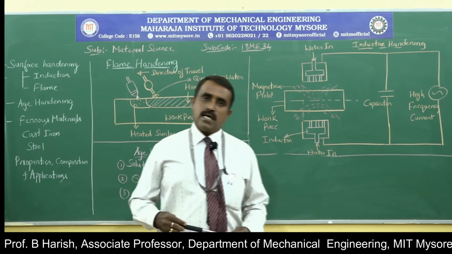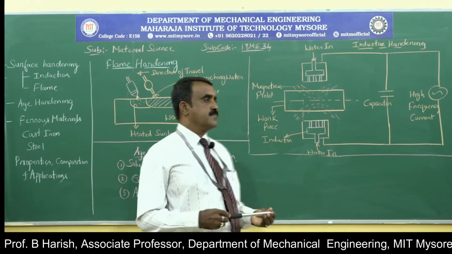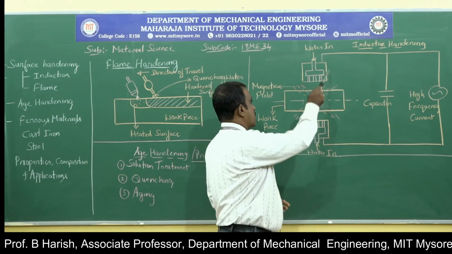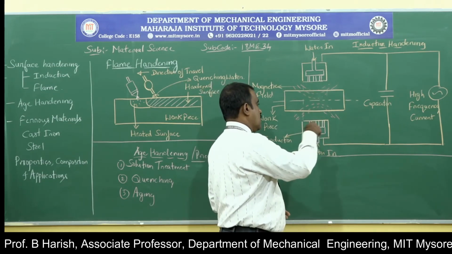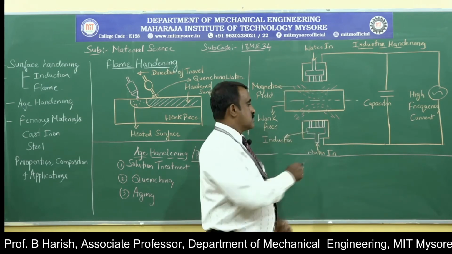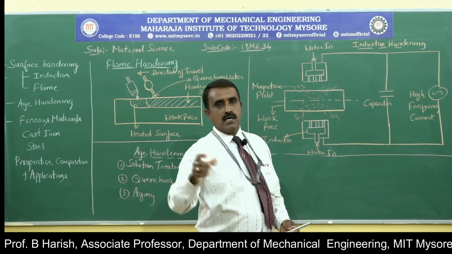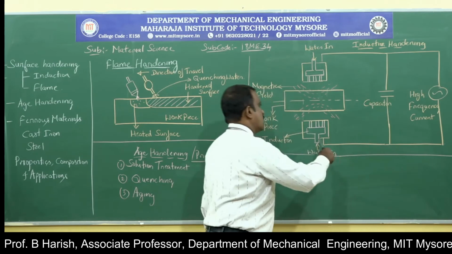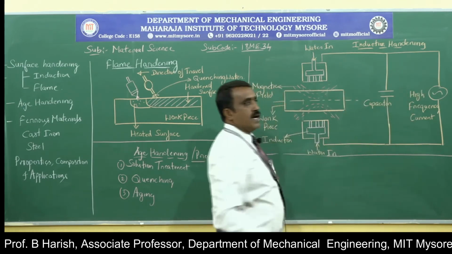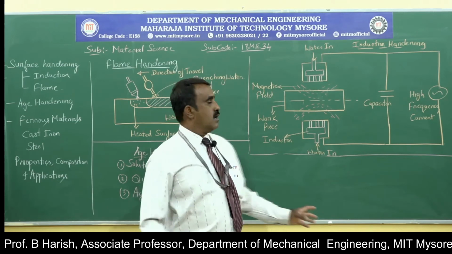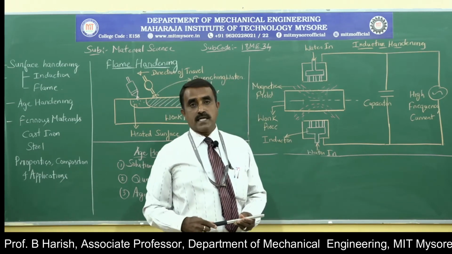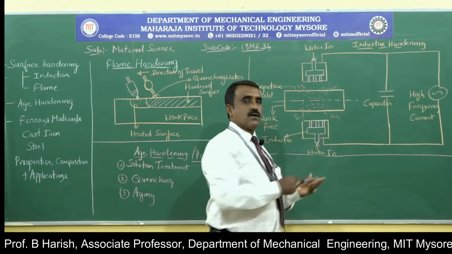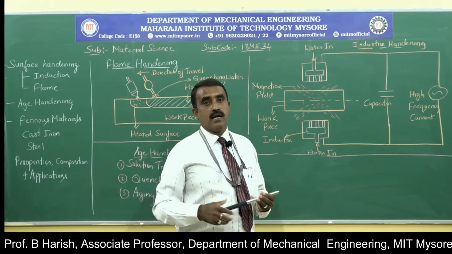Then coming to the working, once again it is a very simple process. Here the workpiece is placed in between the bottom inductor and top inductor. It is connected to the high frequency current. When the circuit is on, current is generated and passes through the inductor in this direction, similarly in this direction. An induction coil or inductor has coils through which current passes, and when current passes through the coil, a magnetic field is generated.